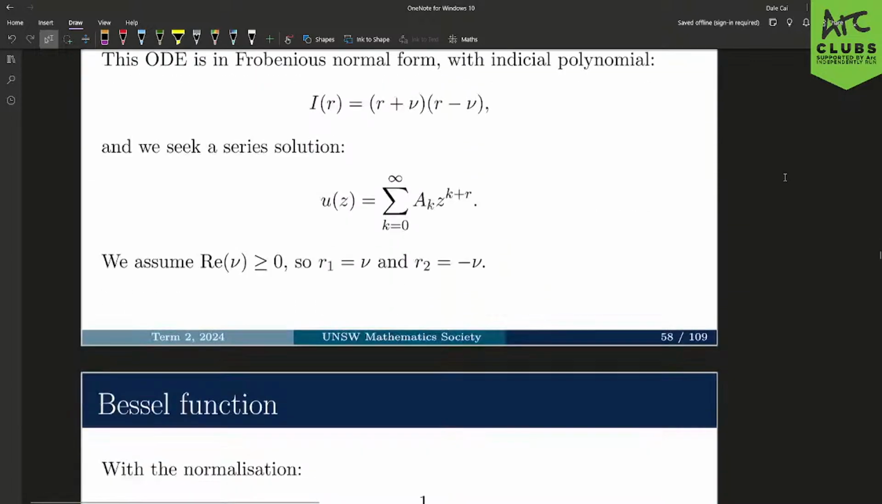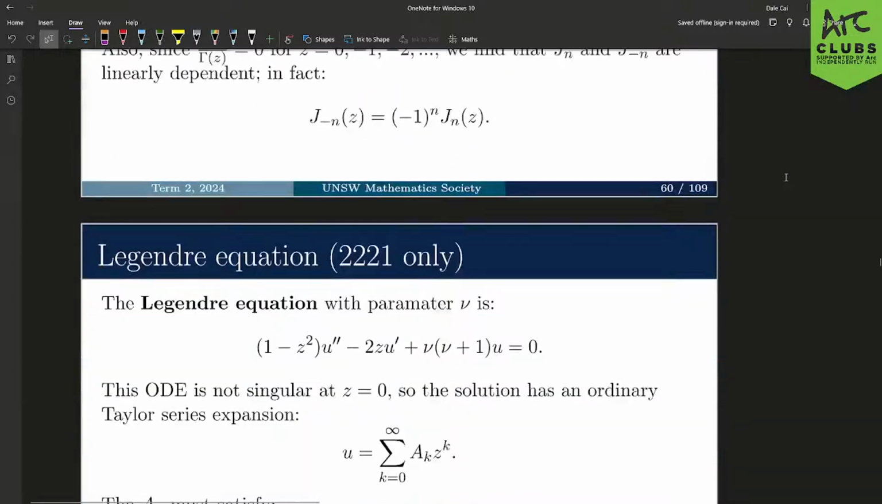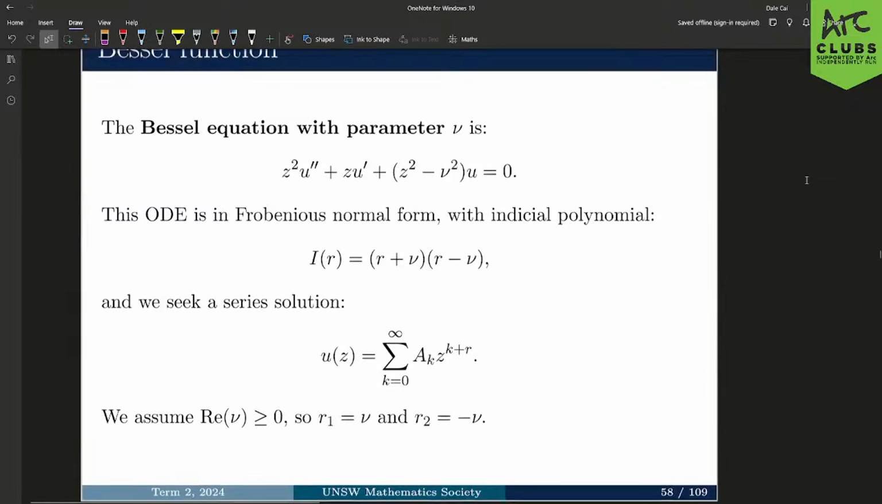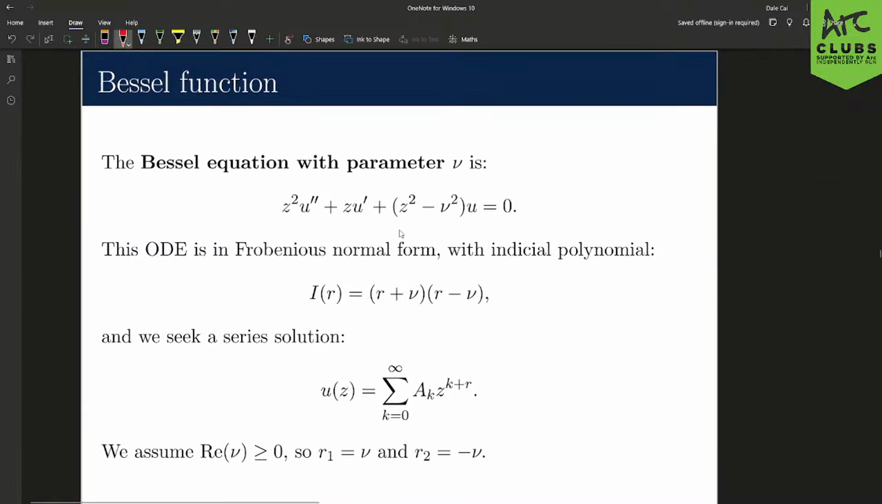Okay, and now here are some special cases: the Bessel function and the Legendre equation. The Bessel function is the solution to the Bessel equation here, which is in Frobenius normal form.